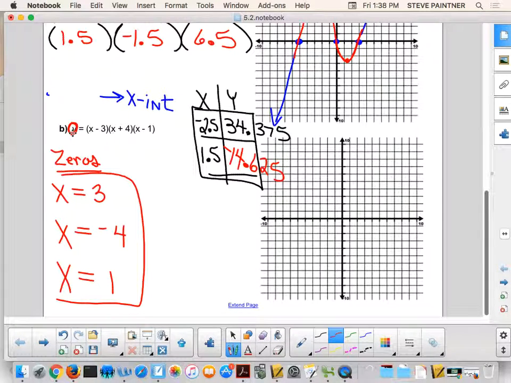But they're also called the what? x-intercepts, and roots, and zeros, and everything, okay? But most importantly, they're the x-intercepts. So 3, 0, 1, 0, and -4, 0. Got it. Talk about end behavior.